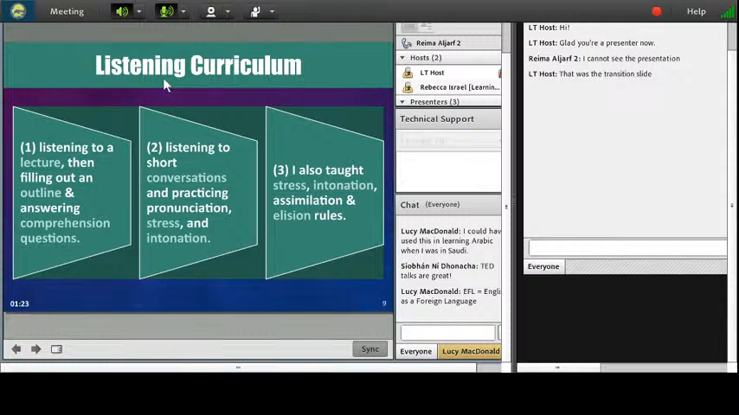Just a brief description of the listening curriculum. The students listen to a lecture, then fill out an outline and answer listening comprehension questions. They also listen to short conversations and practice pronunciation, stress, and intonation. I also teach stress, intonation, assimilation, and elision rules in English.